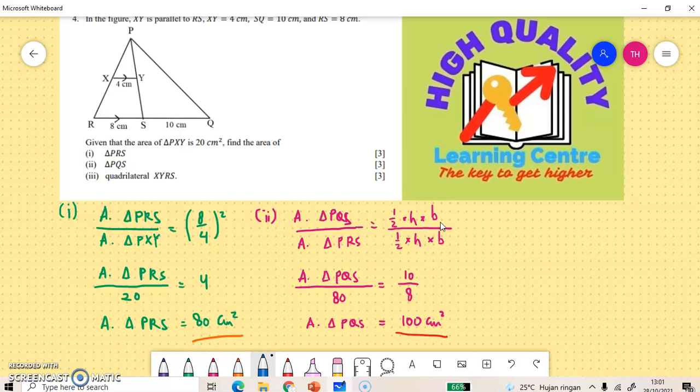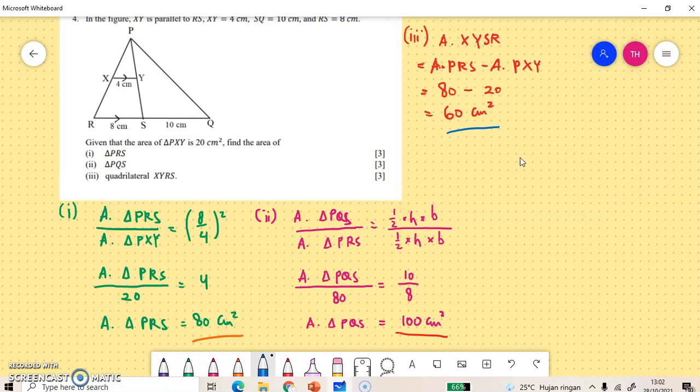So we get here the base of PQS is 10, and the base of PRS is 8 here. And then the area of PRS is 80 from here. So we can get the area of PQS. 80 multiplied by 10 is 800, divided by 8 is 100 centimeter square. This is the area of PQS.